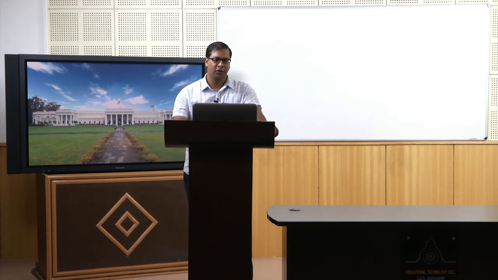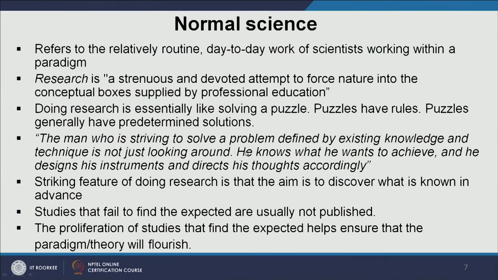Now, in this quotation, the scientist is described as a man, a male. That is because in 1962, when this book was published, academic writings were not gender neutral. Now we write they, or he or she. So when I quote a statement where scientists are male and he knows what he wants to achieve, he designs his instruments, it actually means scientist, male or female, he or she.